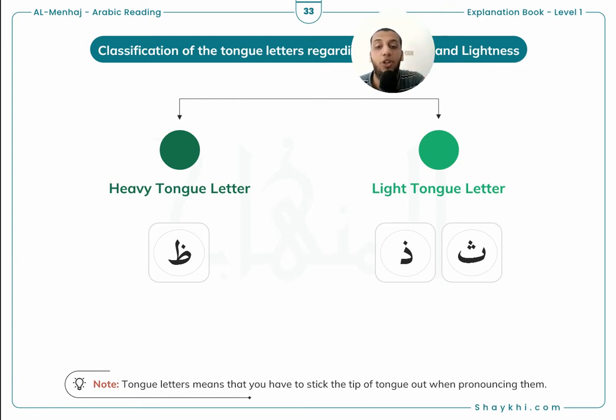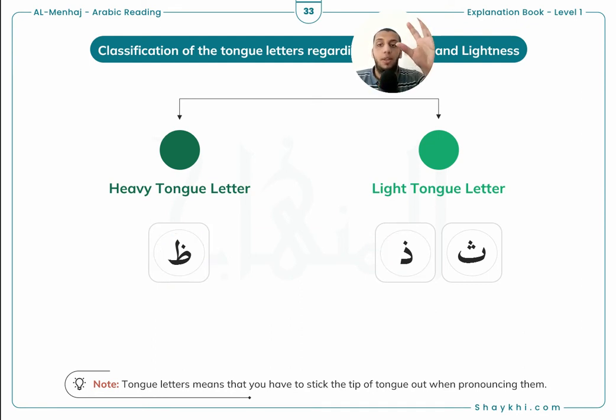You see, all of them will stick our tongue out. ثاء, ذال, and ظاء. Okay, and we explained the difference between them before in detail. As a quick explanation, we can say the difference between ثا and ذال is the vibration of the vocal cords. ثا ذا, ثا ذا, and this is what's called in Arabic al-jahr and al-hams. And the difference between al-dhal and al-dha is the heaviness and lightness. The dhal and dha, the dha.